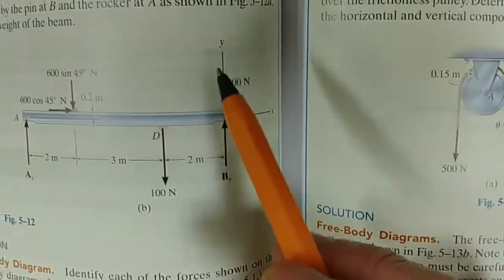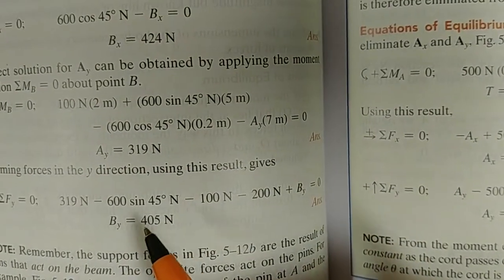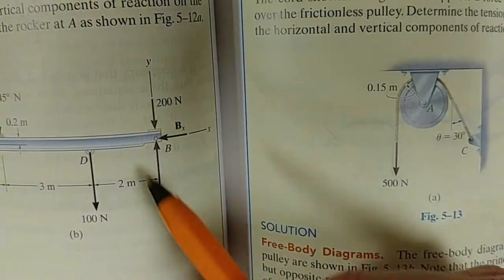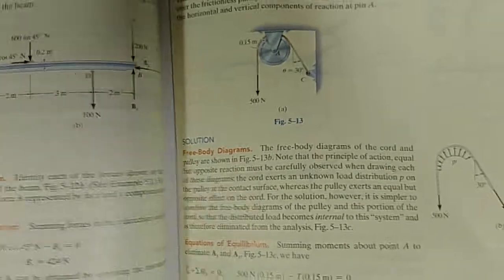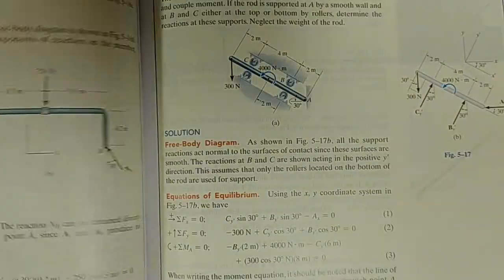But if we had chosen By to be acting down, we would have calculated a minus 405, which means we just need to reverse it. So that's a good enough example for that.